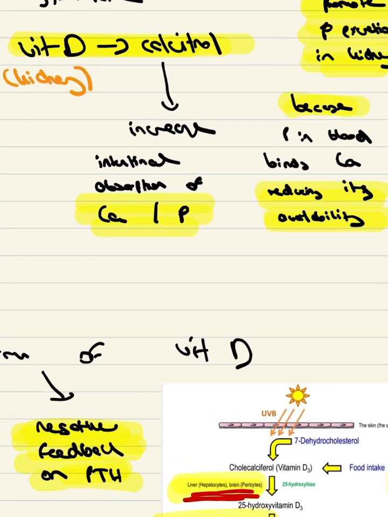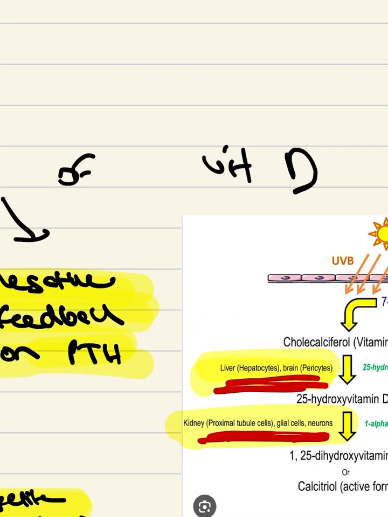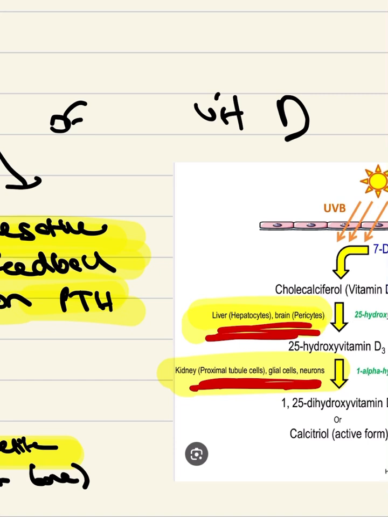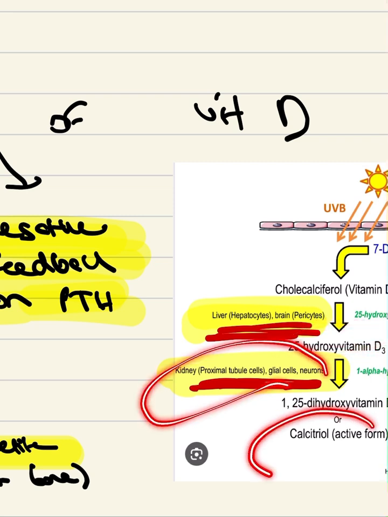So here's the vitamin D cycle. We see that we have cholesterol, and then basically we have cholecalciferol. This will be converted in the liver to 25-hydroxyvitamin D3, and in the kidney it will become calcitriol, okay?